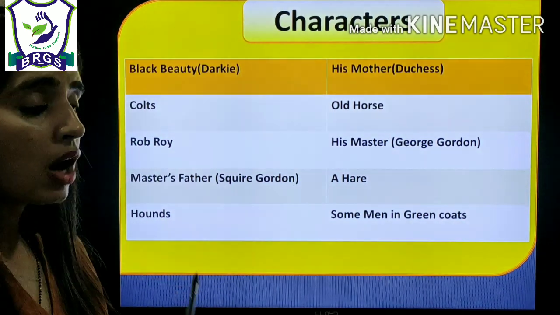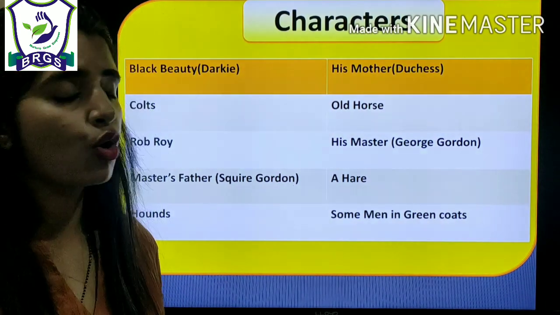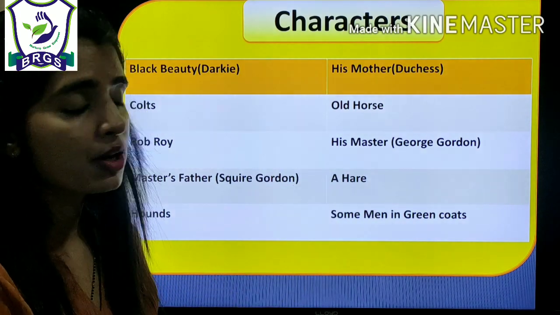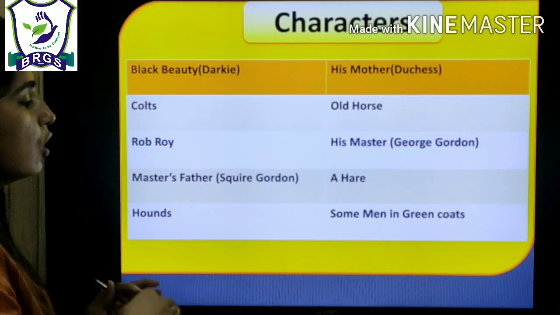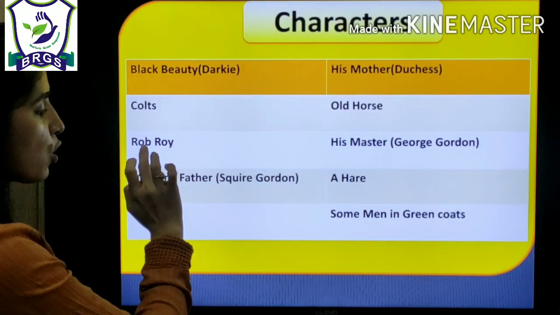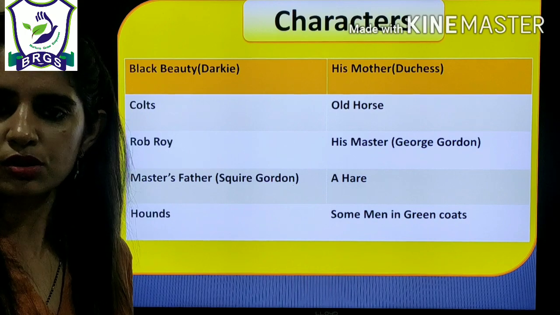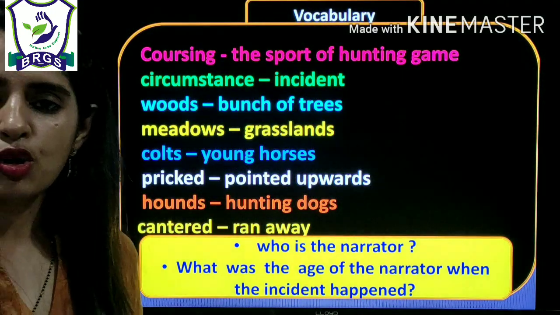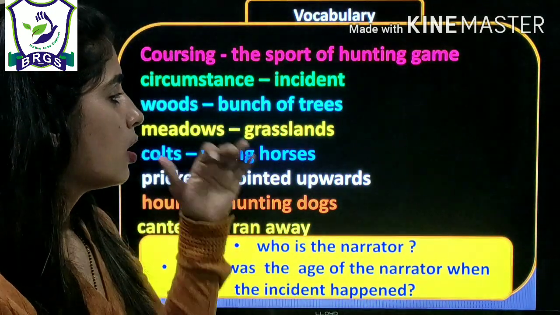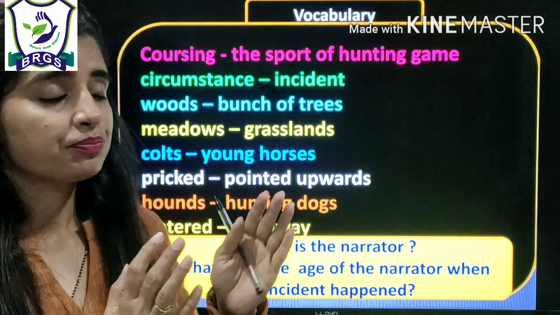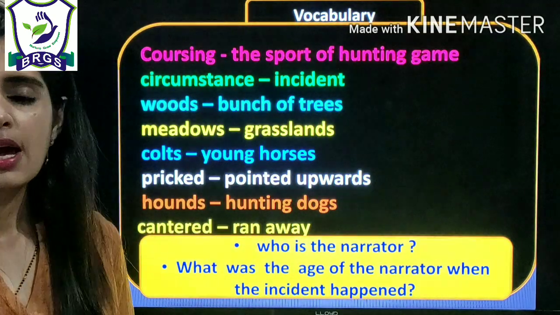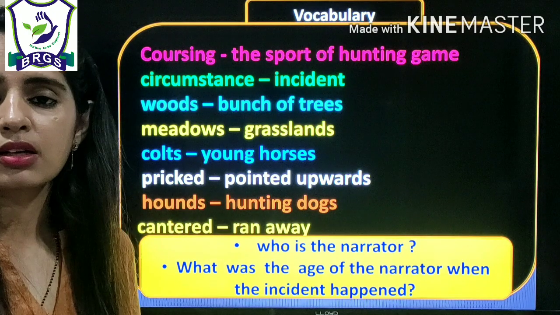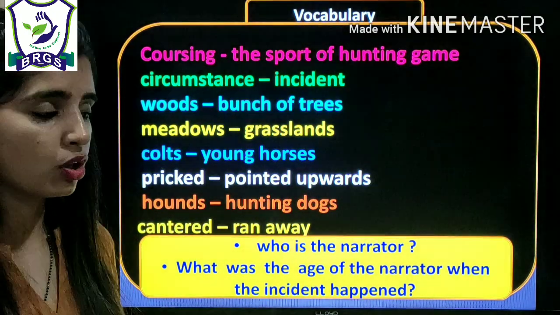After reading the chapter, you will come to know whether they will get their target or not, and who will get the hare, hounds or horses with their masters. Okay, now let's start the story. I have divided the chapter into 5 parts, and for every part I have given vocabulary and some questions. After completing the chapter, you have to tell me the questions that I had written before the particular part.